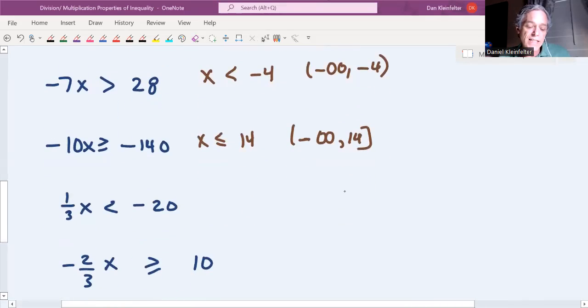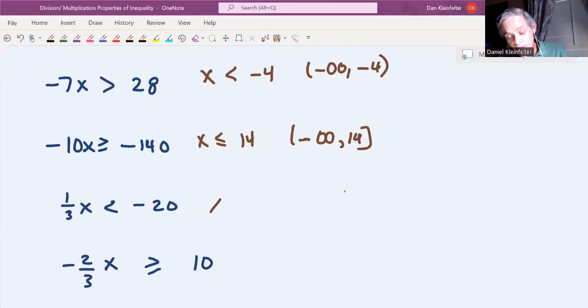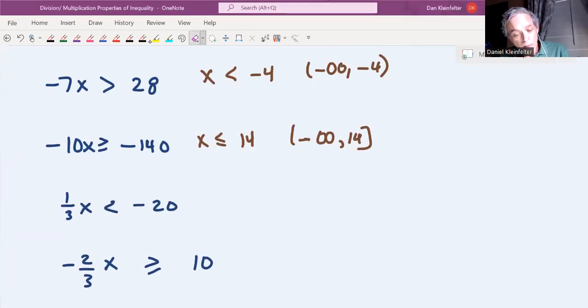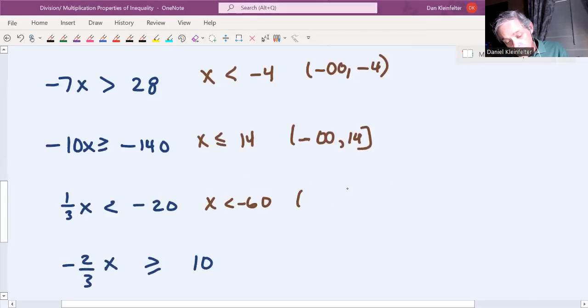Okay, 1/3 of x is less than negative 20. We'll multiply both sides by 3 to give x. Okay, so this will give us x is less than negative 60, because we multiplied both sides by 3. So now x is less than negative 60. That will be negative infinity up to negative 60.